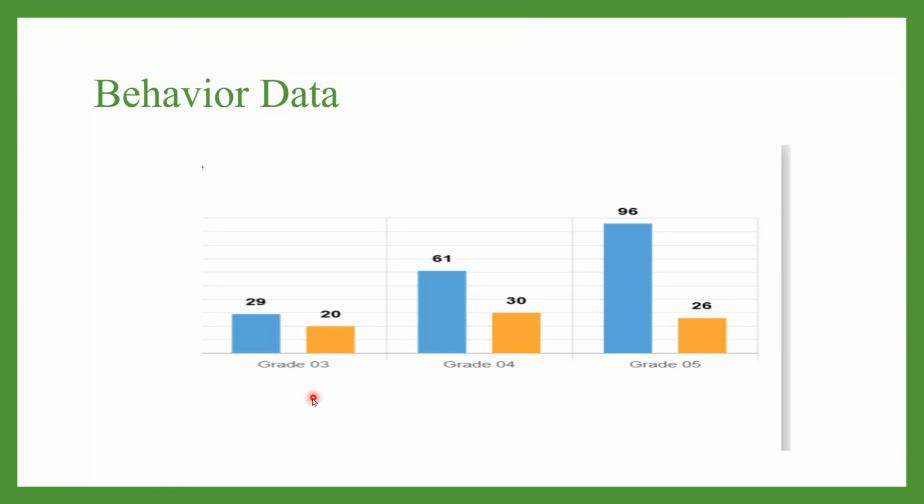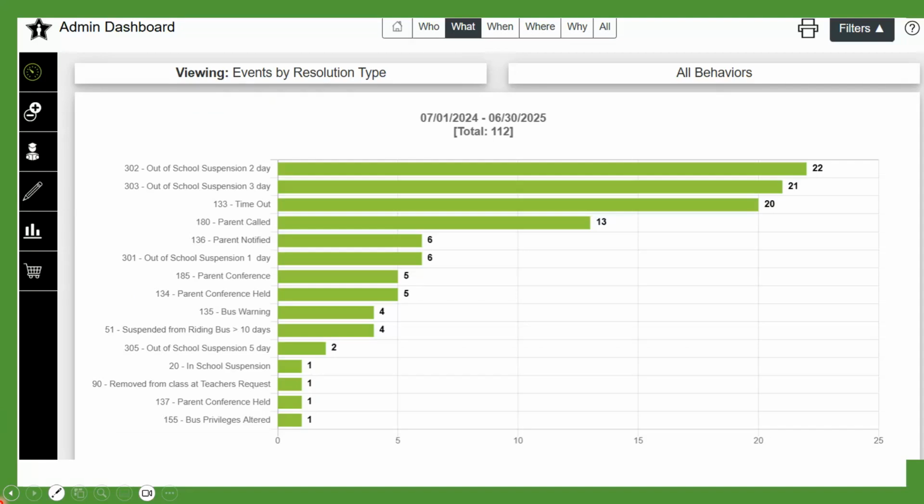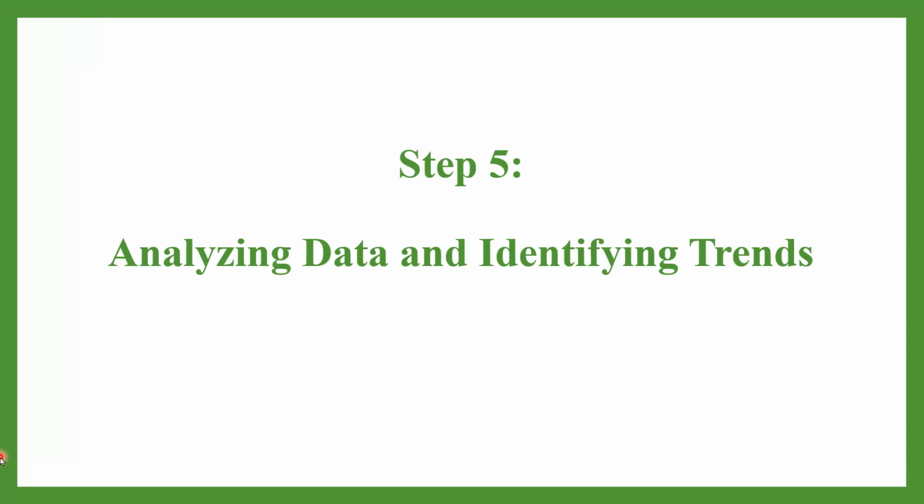Okay. And just focusing in on third, fourth, and fifth. This is data that is looked at between the two different school years. And then these are the resolution types as it relates to the behavior data. So out of school suspension, timeout, parent call, parent notified, so forth and so on.